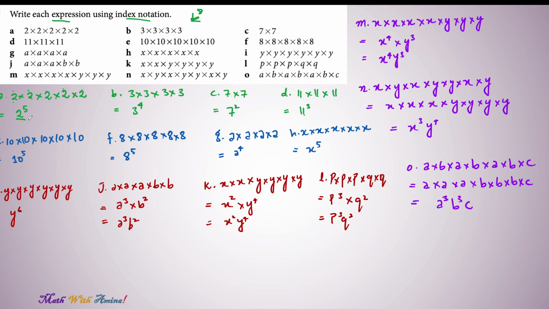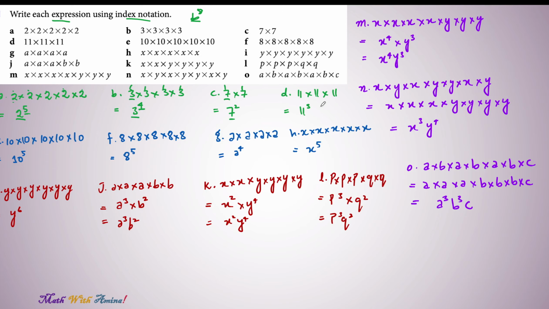Then coming to the next, what is the number that is multiplying with itself? That is 3, so the base is 3. How many times does it appear in the multiplication? It is 1, 2, 3, 4. So 3 raised to the power of 4. Here the index is 4, and in the previous one the index was 5. Next, what is the number? 7, so the base is 7. What is the index? It appears once, twice. So it appears twice, therefore the index would be 2.